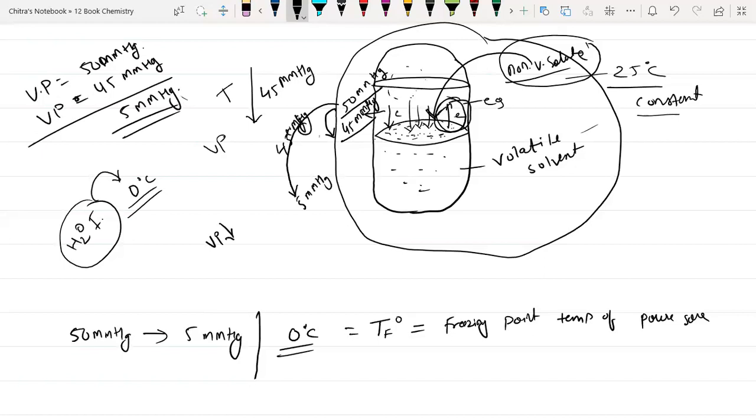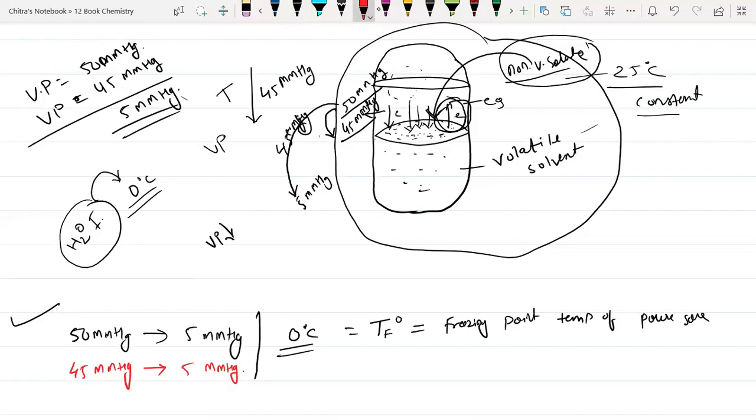Now we have to freeze the solution. So for the solution, I'm writing on this particular side and using a different color so that you can differentiate easily. Okay, now we have the solution. Vapor pressure is 45 mmHg. And now we have to drop that vapor pressure up to 5 mmHg.